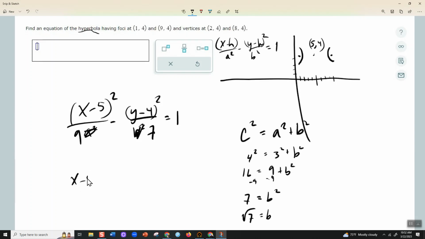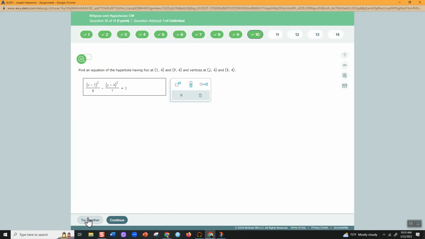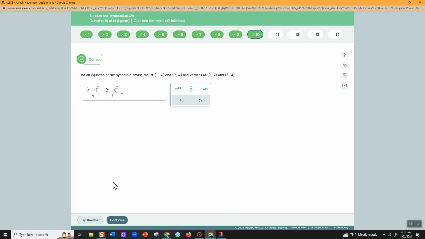So we have our answer right there: x minus 5 squared over 9 minus y minus 4 squared over 7 equals 1. 5, 4, 9, 7. Let's check it. Parentheses, x minus 5 squared over 9 minus y minus 4 squared over 7. Don't forget the equals 1. Get it? Check. There we go. Tough problems, make sure to check your work.